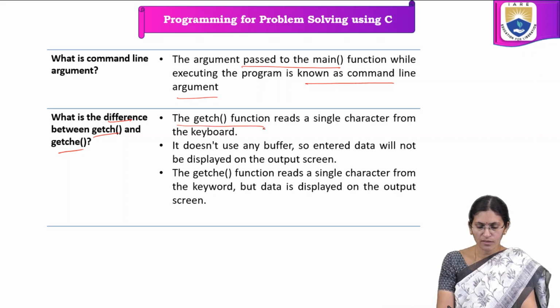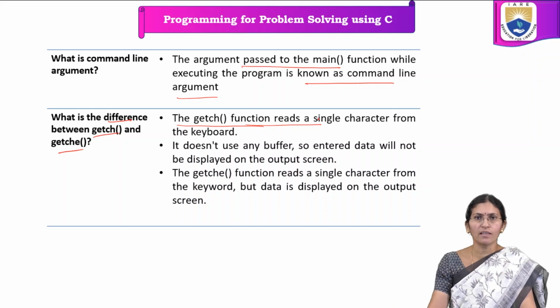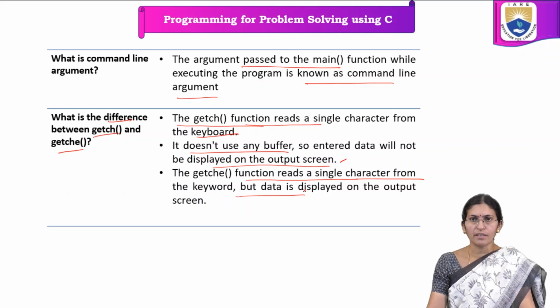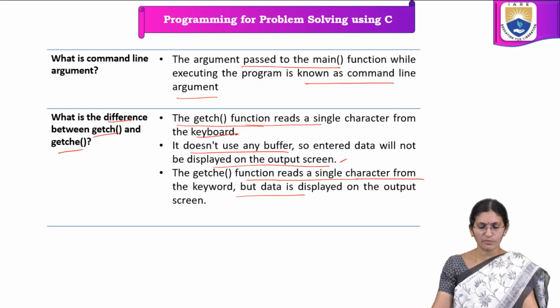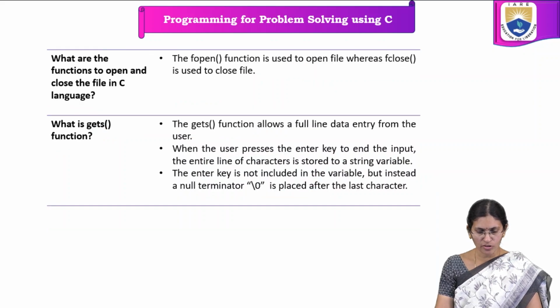So let us see. The getch function reads a single character from the keyboard. It doesn't use any buffer, so the entered data will not be displayed on the output screen. Even though we enter a character, the getch function will read that character, but that character is not displayed on the screen. The getche function reads a single character from the keyboard, but the data is displayed on the output screen. So this is the main difference between getch and getche.